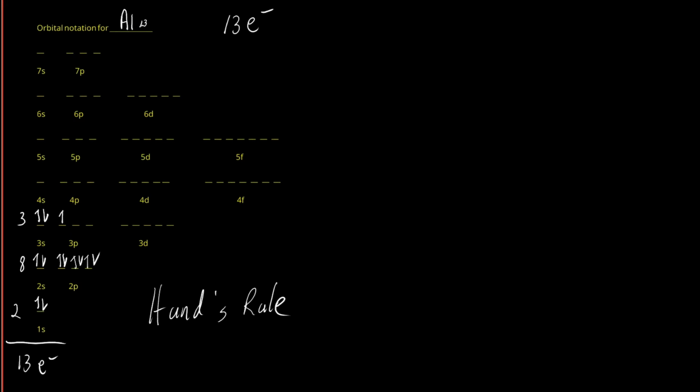If I want to write the electron configuration for this, I'll say that 1s has 2 electrons, 2s has 2 electrons, 2p has 6 electrons, 3s has 2 electrons, 3p has 1. So this is the electron configuration for aluminum.